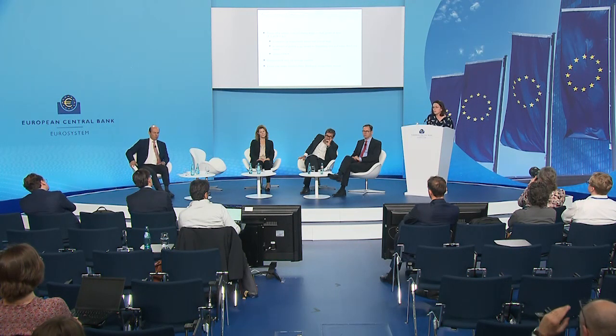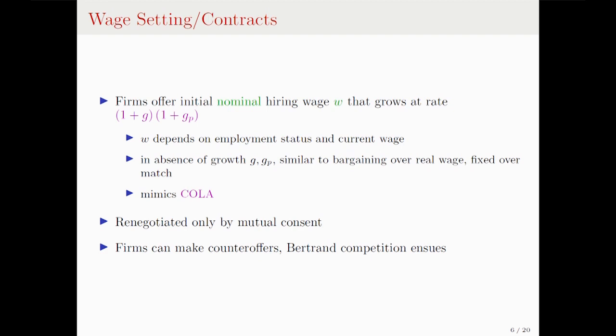The way that contracts are set up is that firms are going to offer workers a nominal wage W, and there's going to be a determined growth path for that wage, which depends on the growth of productivity and the growth of the price level.